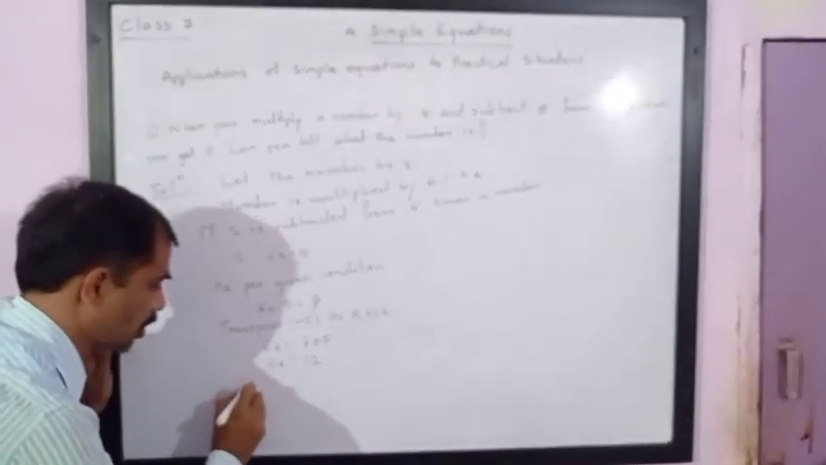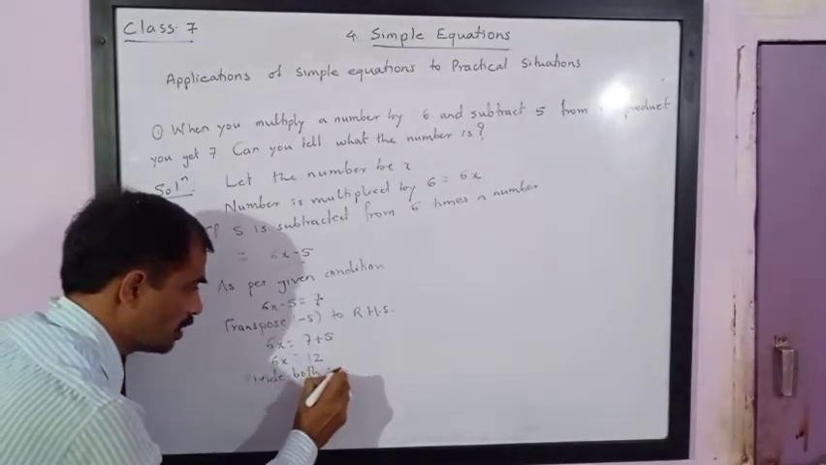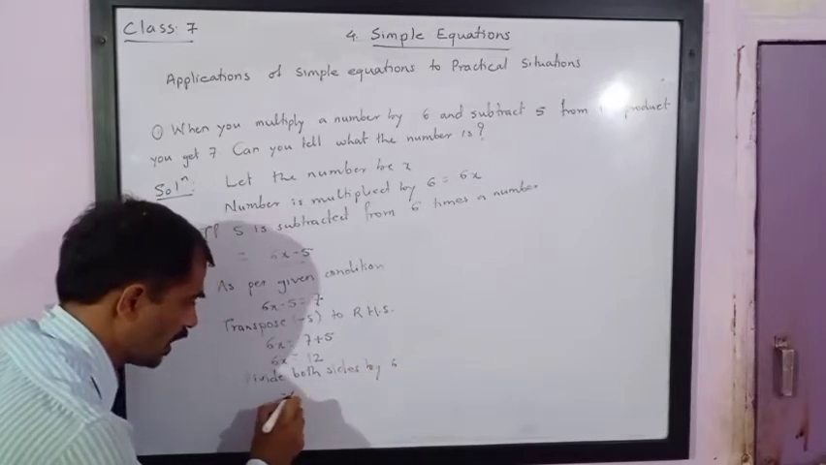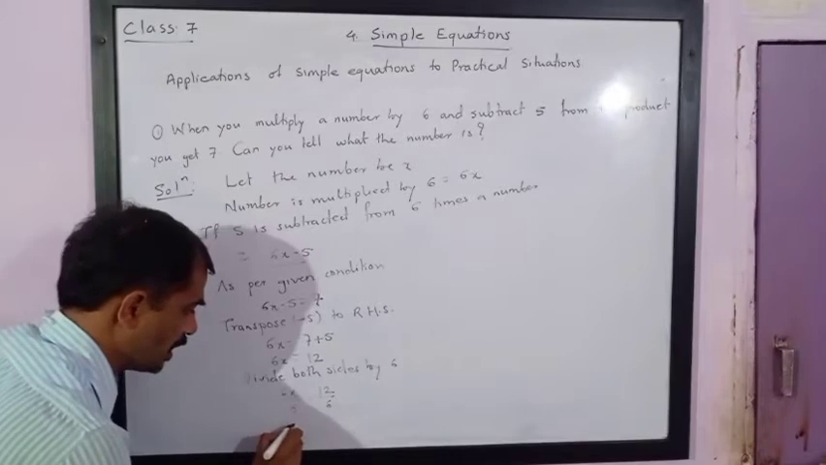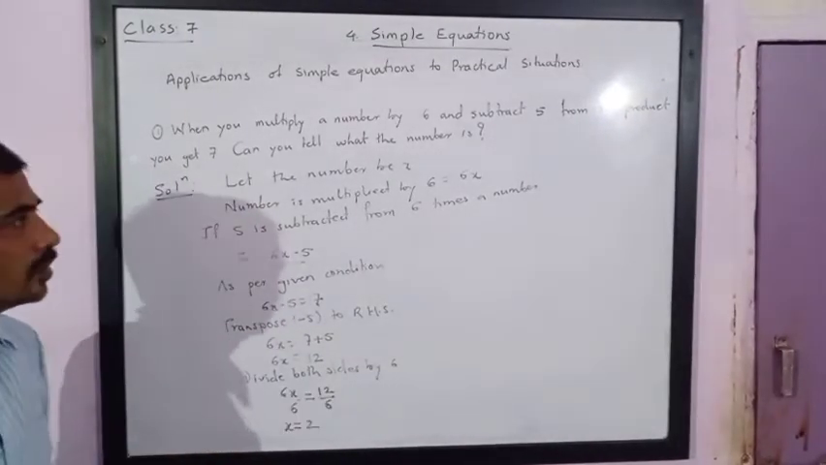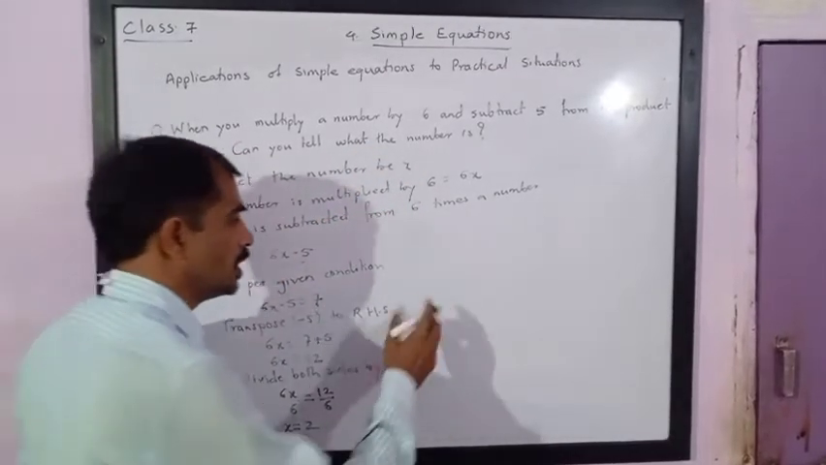So divide both sides by 6. You will get 6x upon 6 is equal to 12 upon 6. It means x is equal to 2. We were asked, can you tell the number? So the number is 2.